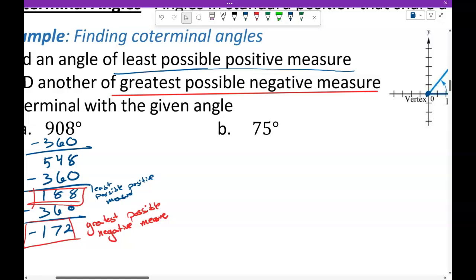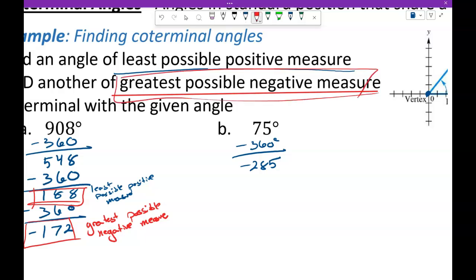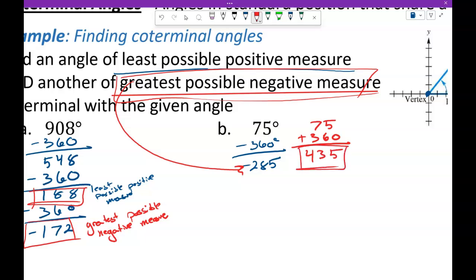When we take a look at the angle 75 degrees, if I subtract 360, I end up with negative 285, which meets the second criteria of greatest possible negative measure, but I need a positive measure that is coterminal with 75. So we'll need to add 360 degrees to get 435, the least possible positive measure that is coterminal with the given angle.